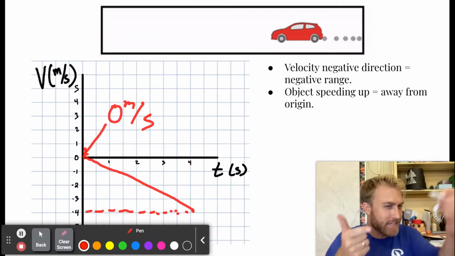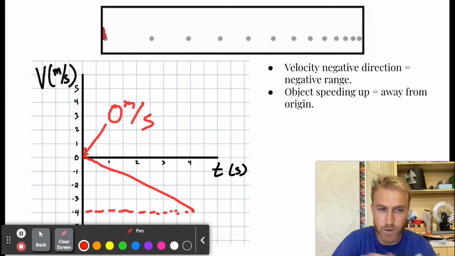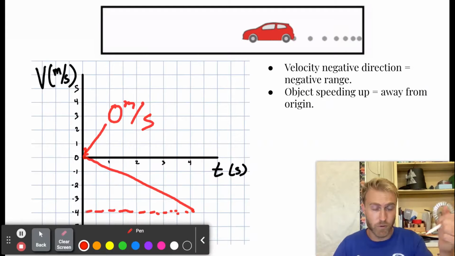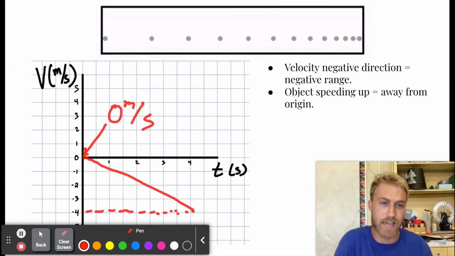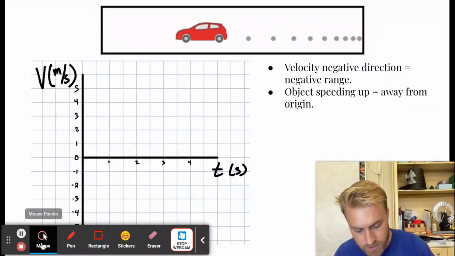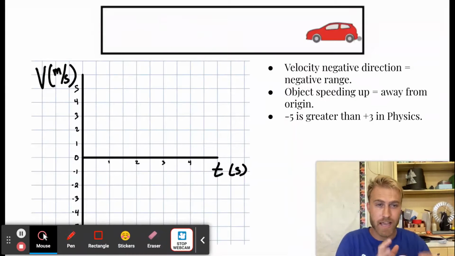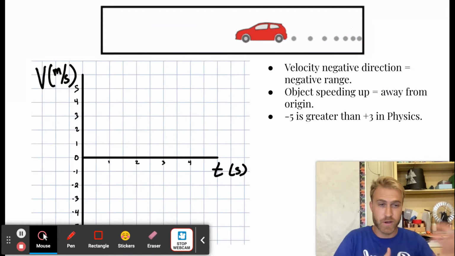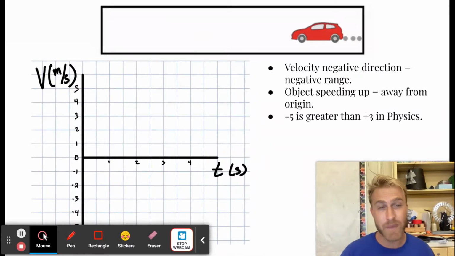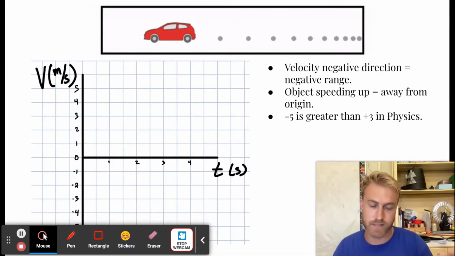Now, I know what you're thinking. It's a -4. Wait, doesn't that mean slower? No, -4 is not slower. We're going 4 meters per second. We're just moving to the left. That's what that negative is for. So I want you to think about magnitude. -5 as a number in physics, that's greater than +3. So think about it, like what's faster, 5 miles per hour or 3 miles per hour? 5 miles per hour. That negative just means to the left or down.